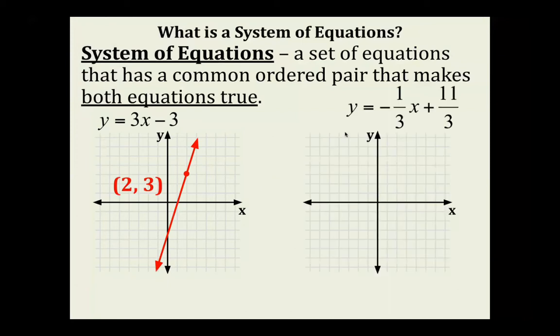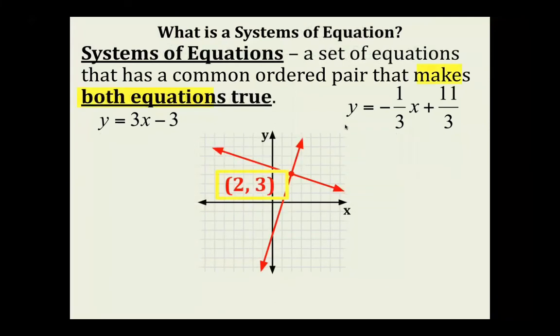Let's say we have another linear equation, y equals negative 1/3 x plus 11 over 3. You can also plot this on a coordinate plane and identify that point 2, 3 on that line. Now, if you were to graph both of these lines on one graph, you'll see that they intersect at this point 2, 3. Now 2, 3 is actually the solution of this system of equations. It's this ordered pair that makes both equations true.